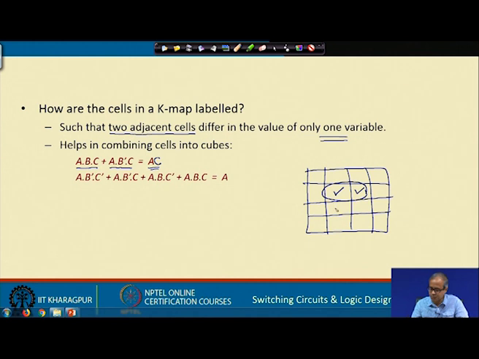Similarly, if you have 4 such cells together, let us say these two, in addition this and this, there is a bigger cube I can form of size 4. Then these 4 cells may correspond to these 4 minterms, and using rules of switching algebra you can easily see by combining them in pairs that this is ultimately equal to A. So, the bigger the size of the cube, the more the minimization. If I combine 2 cells, I have something like A C. If I can combine 4 cells, I have only a single literal.